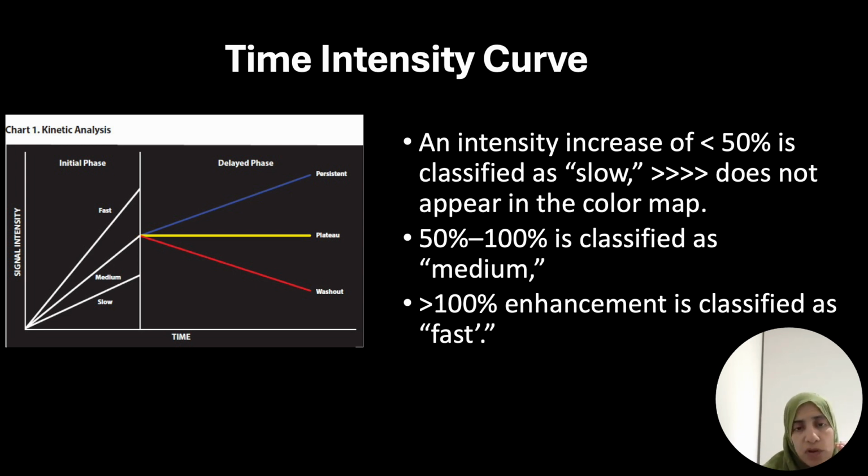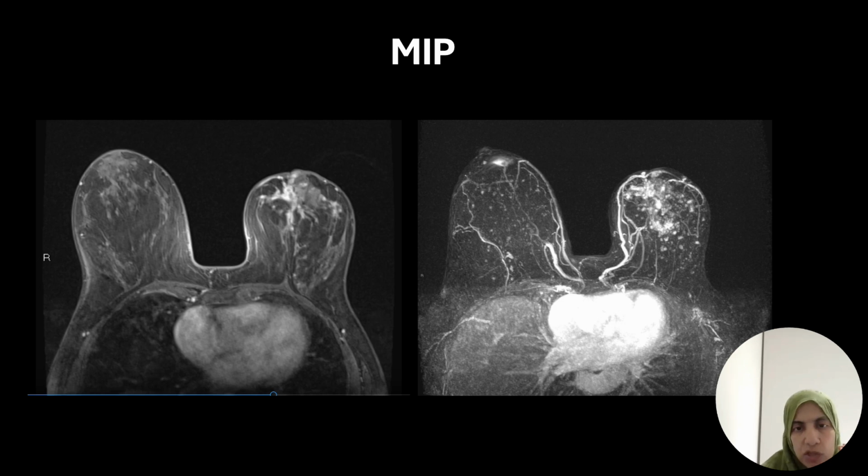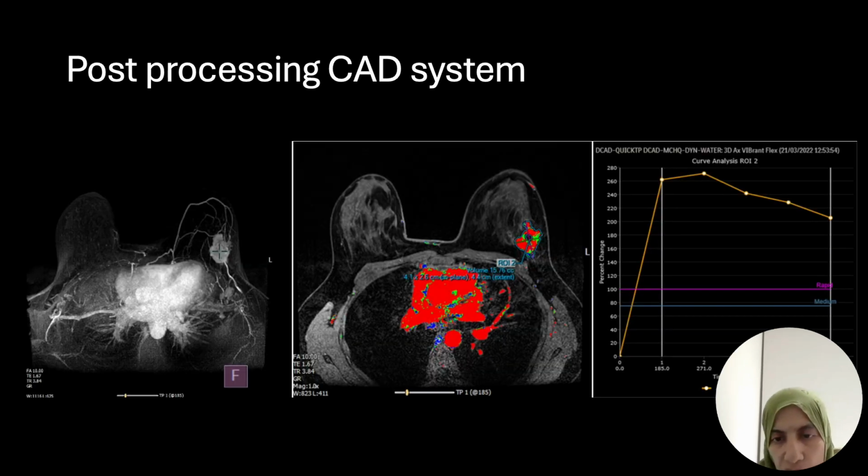If the uptake is more than 50%, I'll just show you the image. We have this curve here, we have 100% here. If the uptake goes above 100, that means fast. If it is between 100 and 50, that means it's intermediate. Below 50 is low. So in this patient, it's a cancer case. This is a post-processing CAD image where they have a MIP image showing you the cancer, the color coding, and you see the uptake is above 100, and it's a washout curve as well.